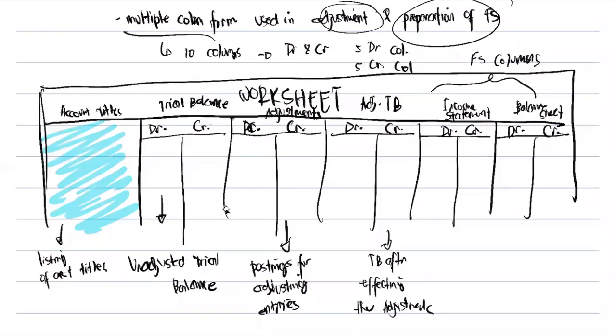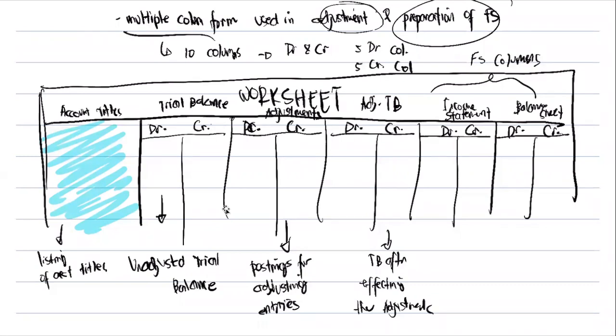Now, what is the use again of this multiple column form? It is used for your adjustment process and in the preparation of your financial statements. And your worksheet is a working tool. Why is it a working tool? It is only a tool to prepare your adjusted trial balance, your income statement, and your balance sheet. Again, the purpose is for your adjustment and the preparation of financial statements.